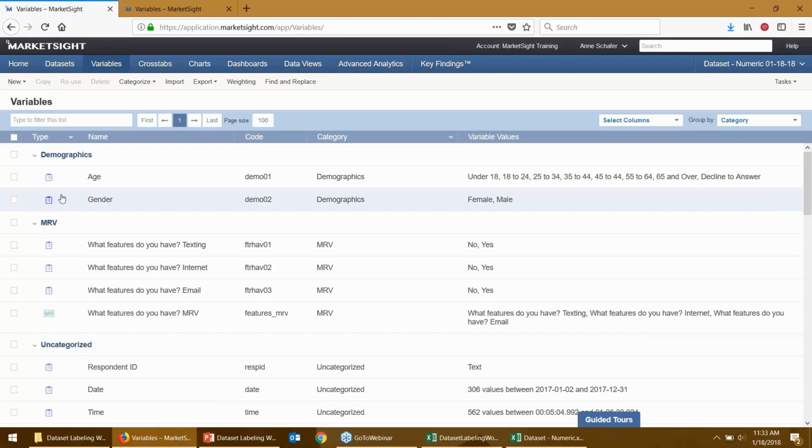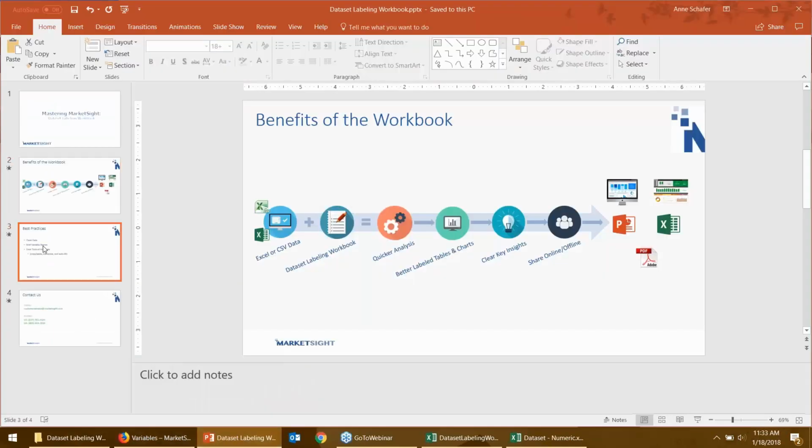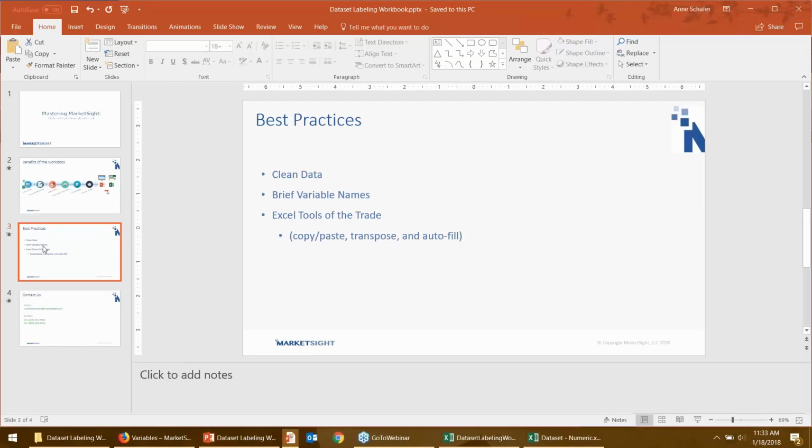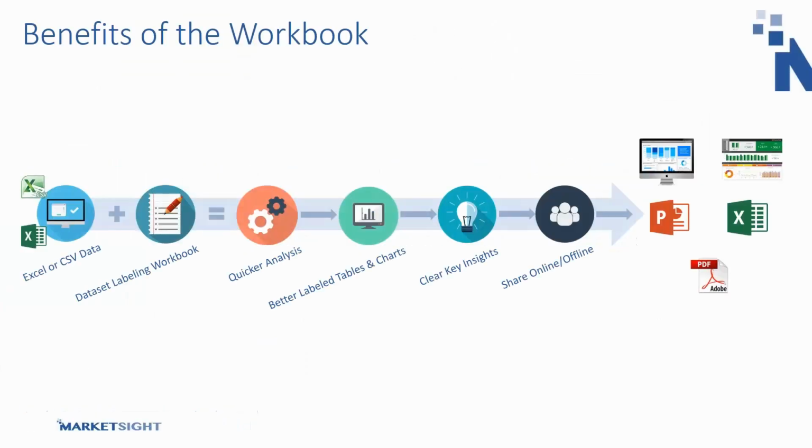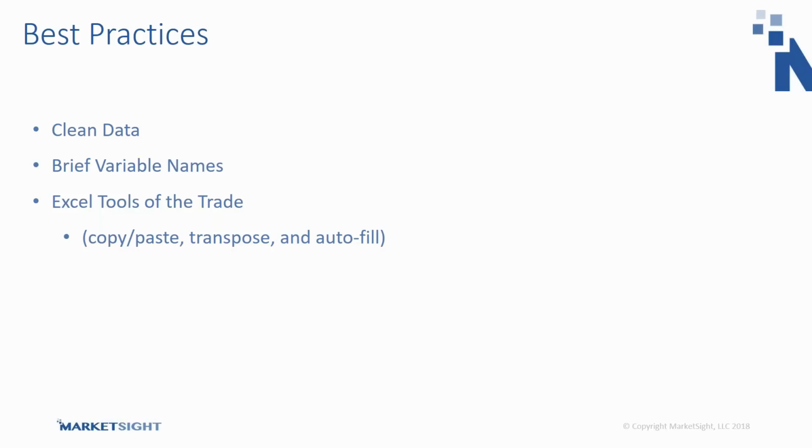All right, that is basically the main content of our Dataset Labeling Workbook training. So I do want to bring up my little best practices slide here for you. Again, remember that we are looking primarily for clean data when we begin, primarily numeric data if at all possible. Ideally, brief variable names are what you want to aim for in the variable names columns. And of course, in order to make this process as easy as possible, remember the Excel tools of the trade: transposing, auto-filling, copy-pasting. Simple things really, but often overlooked in times of duress or deadlines.